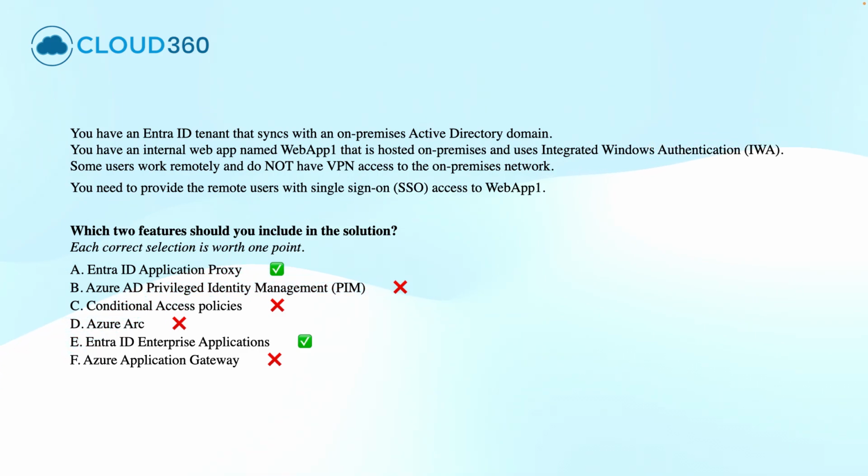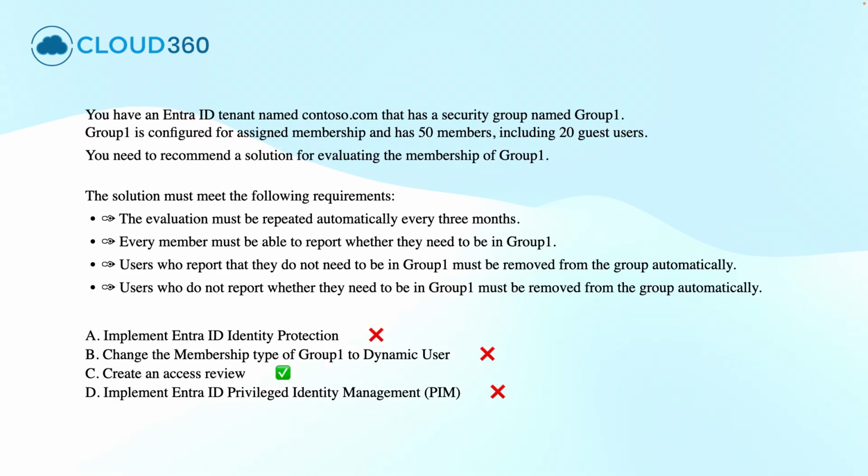Azure AD privileged identity management does not make sense. Conditional access policies, Azure Arc does not make sense. Azure Arc is actually for hybrid computing. Azure application gateway is also not the correct answer because that's for load balancing purposes.